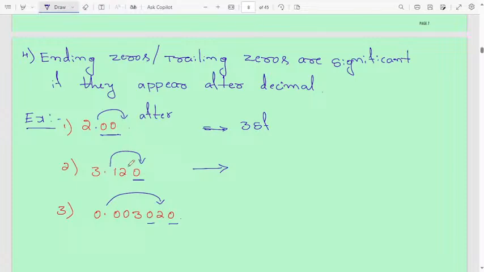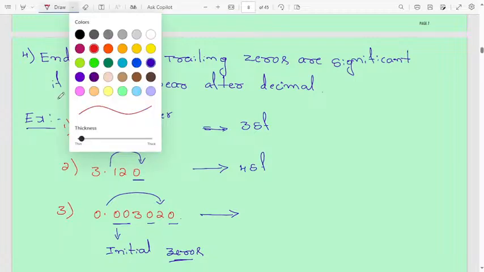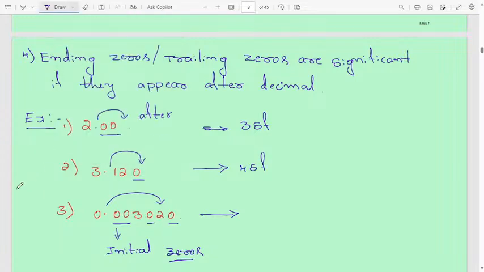Ending zero after the decimal we can consider as significant: 1 2 3 4. Four significant figures. But here, after the decimal, these two we will consider as initial zeros. Initial zeros are never significant. Initial zeros we will not consider. That's why here, this one 1 2 3 4, these are four significant figures. Understood?